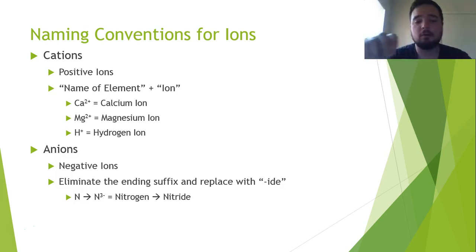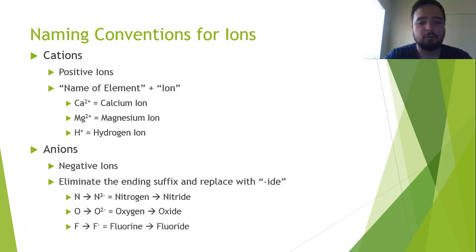So you get rid of the -ogen and you add -ide. Oxygen is the same thing. You get rid of the -ygen and you add -ide and you get oxide. And then fluorine, you get rid of the -ine and you add -ide and you get fluoride.